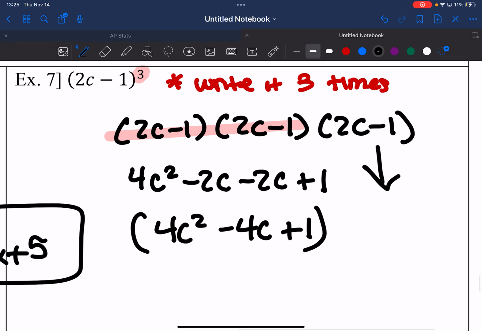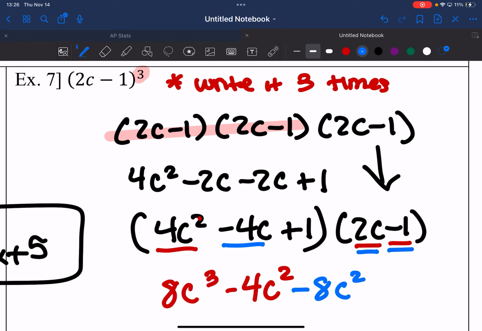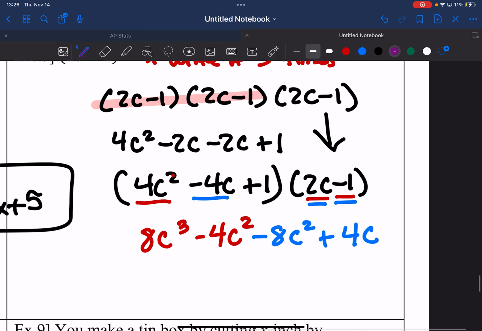Then I'm going to bring down my other parenthesis and FOIL again. I'm going to take 4c squared and multiply it by 2c and negative 1. That gives me 8c cubed minus 4c squared. Then I'm going to take negative 4c and multiply it by 2c and negative 1. So that's negative 8c squared plus 4c. Then I'm going to take 1 and multiply it by 2c and negative 1. So plus 2c minus 1.